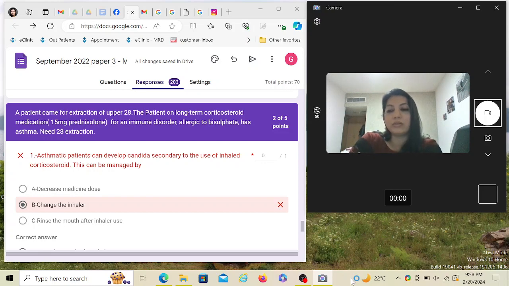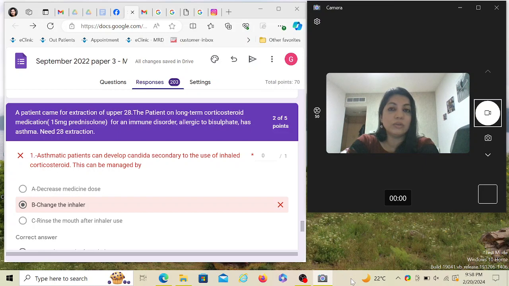Now, decrease the medicine dose. You as a dentist are not licensed, or even though you may be, you should not take the call by yourself to decrease the dose of the medicine prescribed to the patient for his disease or whatever problem they are having. Let the general practitioner or the specialist decide that. His life is more important than a candida infection happening in the mouth. So, decreasing the medicine dose is not the right option. Change the inhaler. Again, that falls in the bigger picture for the patient, and you are again not qualified enough to change the inhaler. So, don't do that.